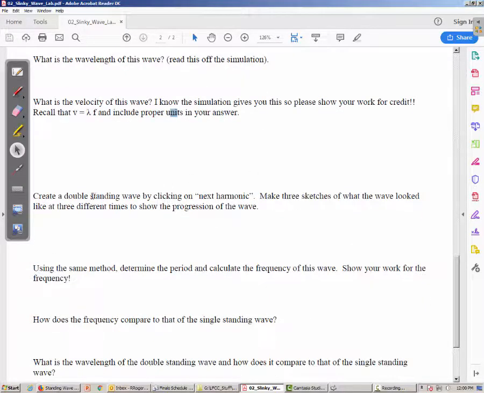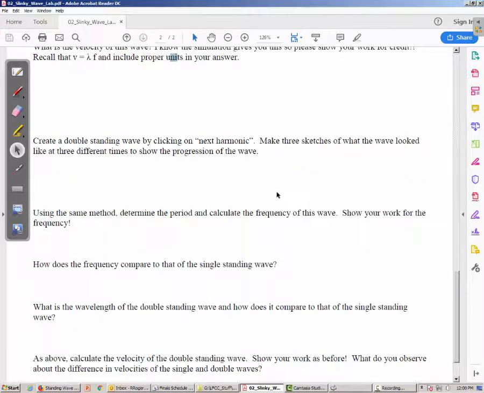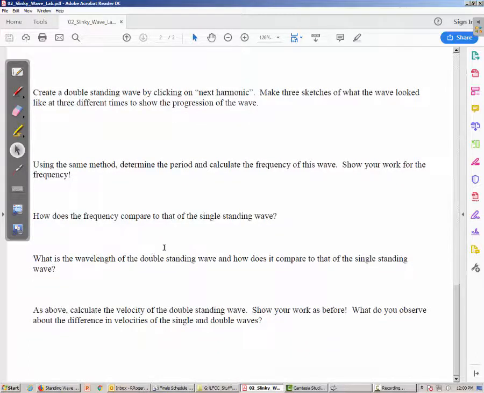Then we're going to create a double standing wave by clicking on the next harmonic and make some sketches. Same thing: period, frequency, and wavelength. Why does that change? Why doesn't that change? Just think about what's going on with that.